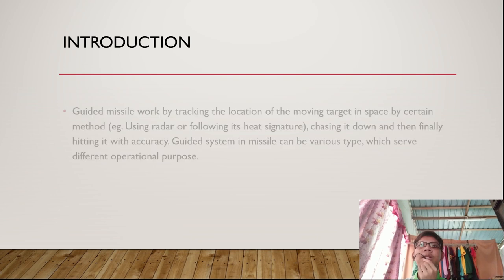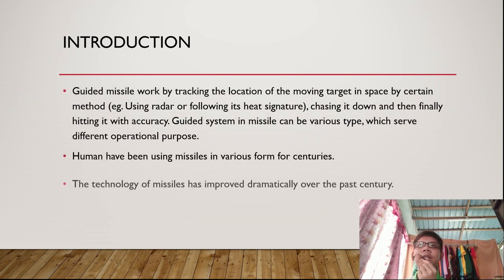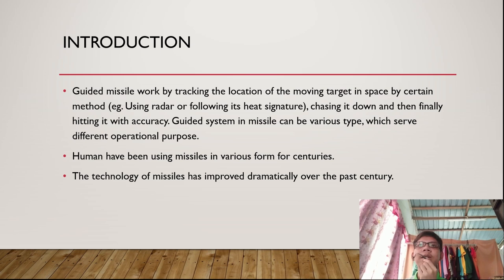Missile. A guided missile works by tracking the location of a moving target in space by a certain method, for example using radar or following its heat signature, chasing it down and then finally hitting it with accuracy. Guidance systems in missiles can be of various types which serve different operational purposes.